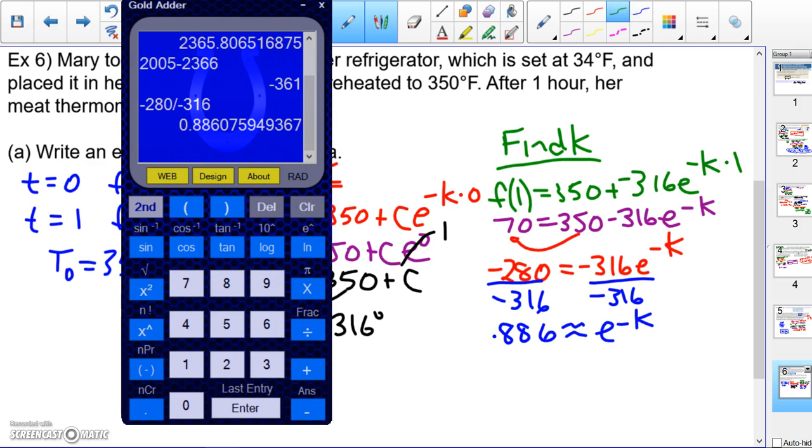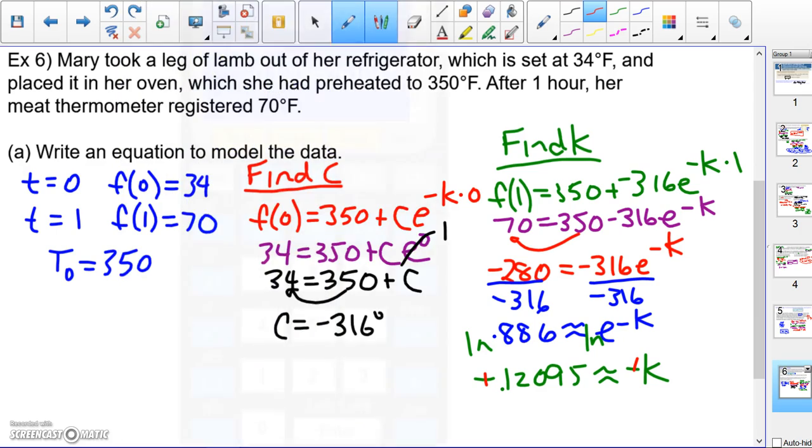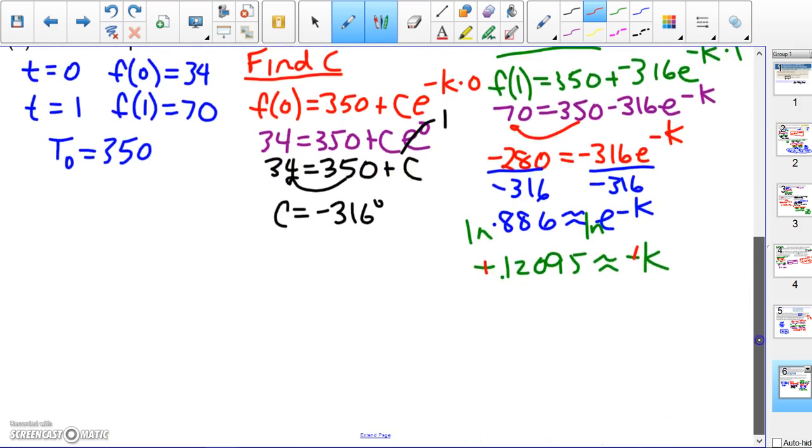We should know by now to get out of that e, we're going to take a natural log. Take a natural log of both sides, so natural log of that answer, that way I don't have to round. Negative 0.12095, let's say, is approximately negative k. So divide by negative, that tells us that k is going to be about 0.12095. So we found k, we found c, we ought to be able to just plug those back into our formula there.